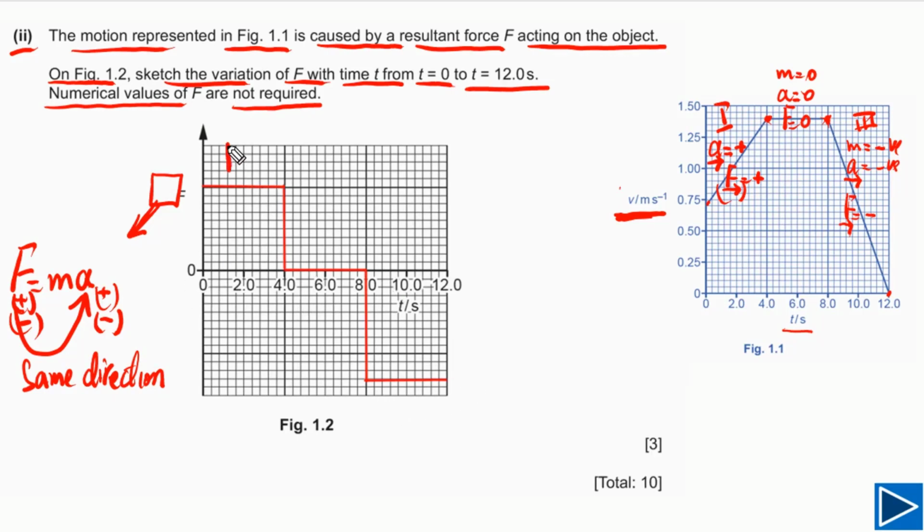This is how we can sketch force versus time graph, but one thing we have to be careful of is that the value of the resultant force acting between time t is equal to 0 to t is equal to 4 seconds has to be smaller than the force acting between t is equal to 8 to t is equal to 12 seconds, because the gradient of this line is steeper than the gradient of this line. Let me write down here, let's say this force is F1 and let's say this force is F2. So F2 has to be greater than F1.